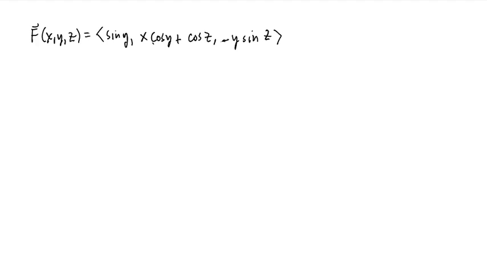In this example, we're asked to determine whether or not this vector field, capital F, is conservative or not. And if it is conservative, we want to then find a potential function for this vector field. So the first step is to check whether or not it's conservative.